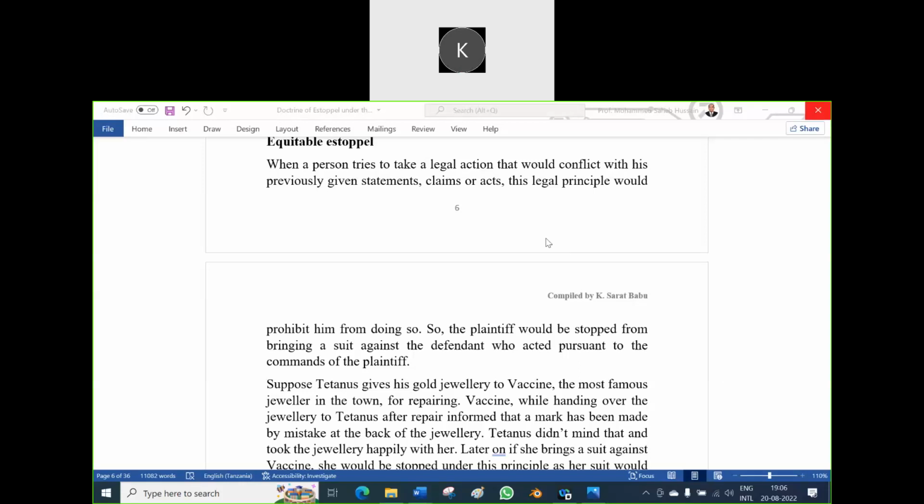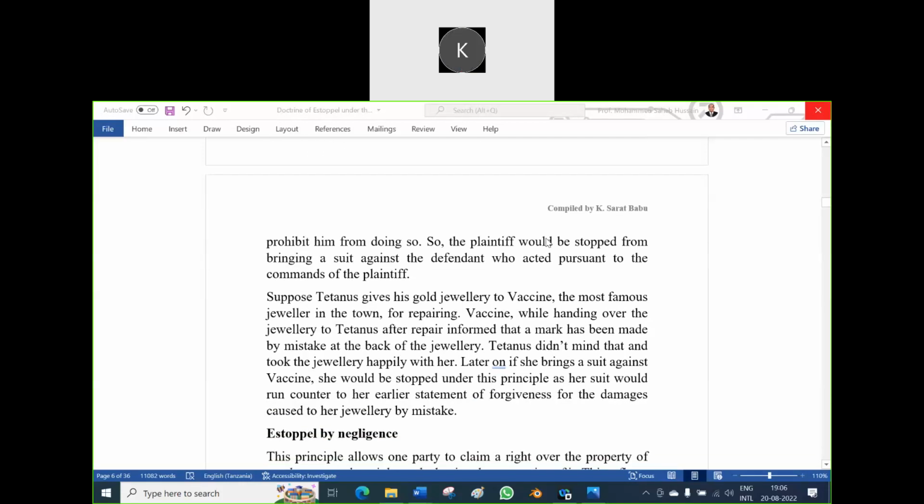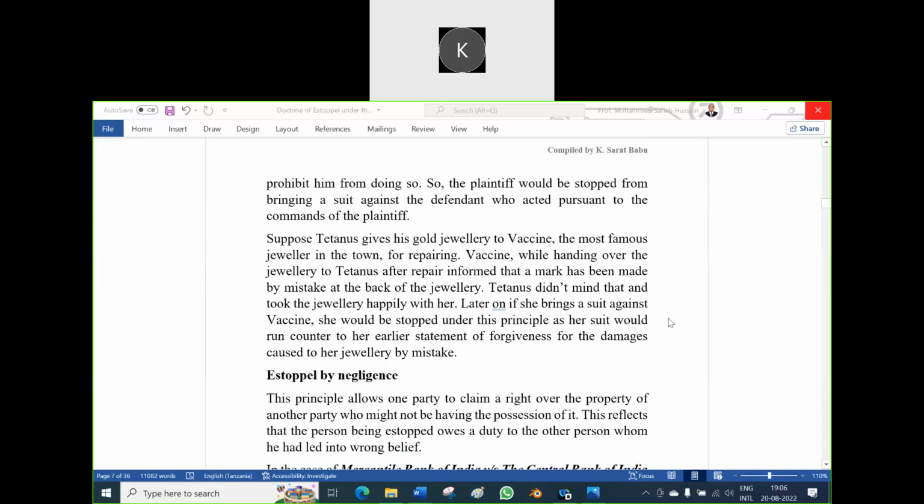Suppose Tetanus gives his gold jewelry to Vaccine. The names are very peculiar, sir. Tetanus is one's name and Vaccine is another's name. Tetanus gives his gold jewelry to Vaccine, the most famous jeweler in the town, for repairing. Vaccine, while handing over the jewelry to Tetanus after repair, informed that a mark has been made by mistake at the back of the jewelry. Tetanus did not mind that and took the jewelry happily with her.